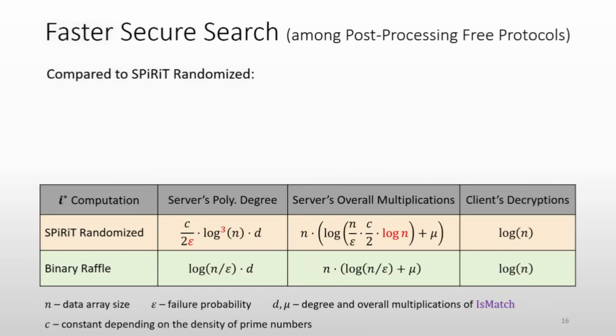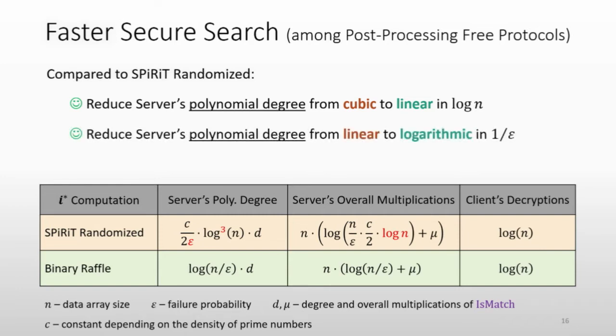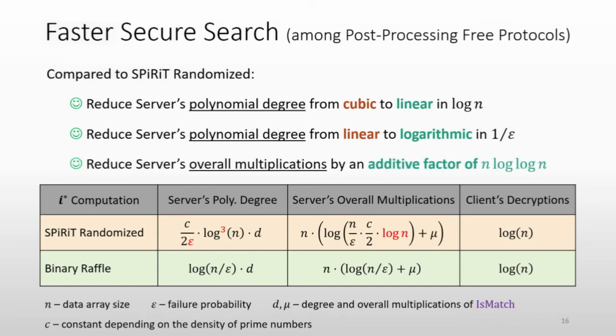So our protocol, binary ruffle, is faster among post-processing free protocols. For example, compared to the randomized version of Spirit, it reduces the server's polynomial degree from cubic to linear in log n. It reduces the server's polynomial degree from linear to logarithmic in 1/epsilon. And it reduces the server's overall multiplications by an additive factor of n log n.